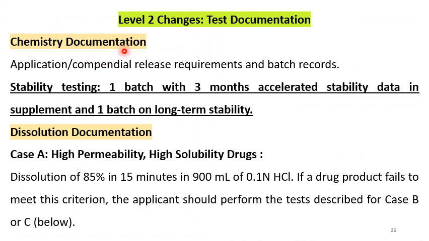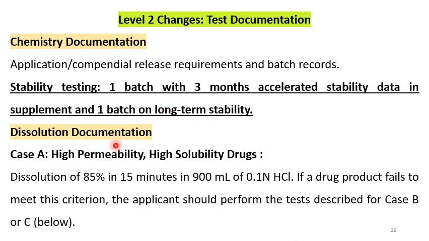Then coming to the chemistry documentation: application, compendial release requirements and batch records, stability testing, one batch with 3-month accelerated stability data in the supplement and one batch on long-term stability. So here now the requirements are increased. Earlier only one batch of long-term stability data was required for level 1. Now it is one batch with 3-month accelerated data and one batch on long-term stability.